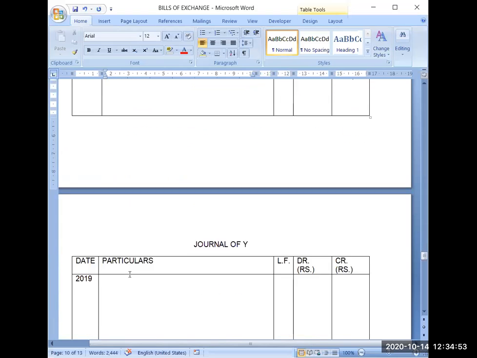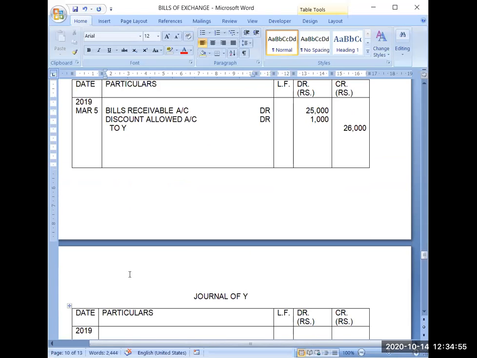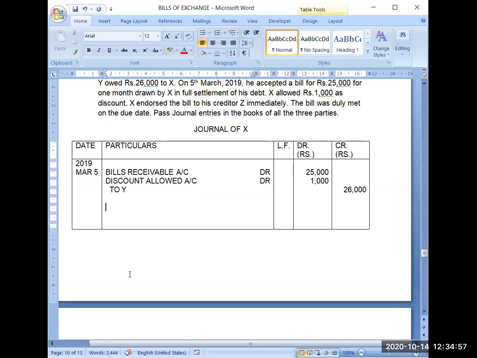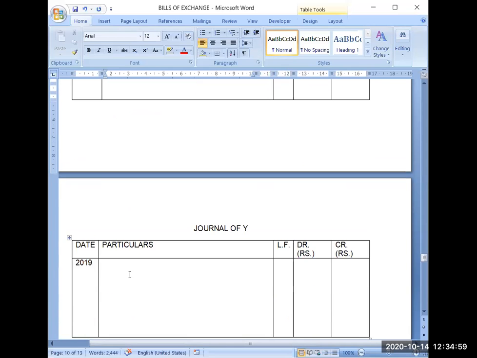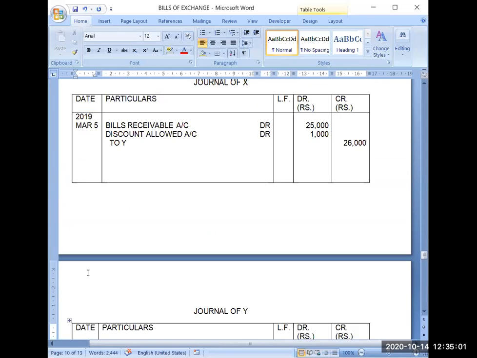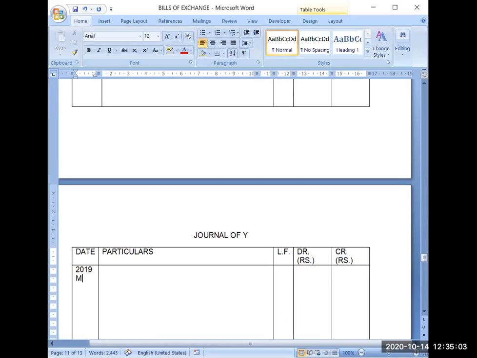Now, this entry has been done from the point of view of X. Now coming to the point of view of Y, the transaction has been done on March 5, so he will also be recording the transaction on March 5.